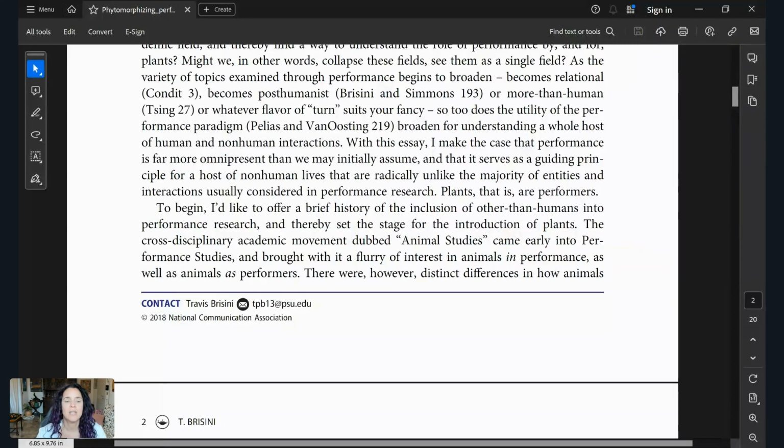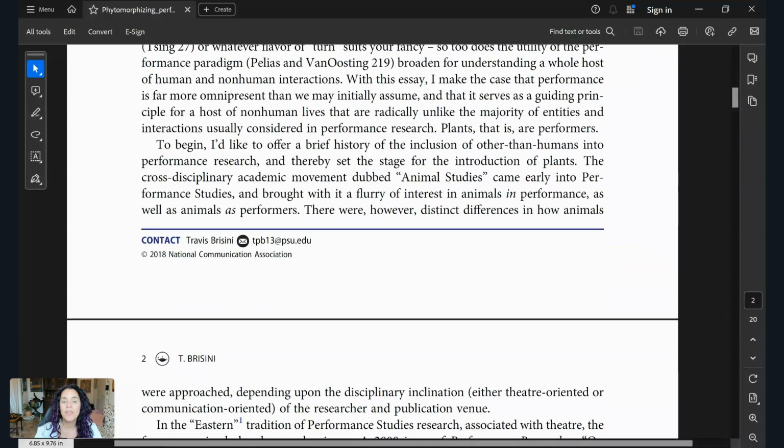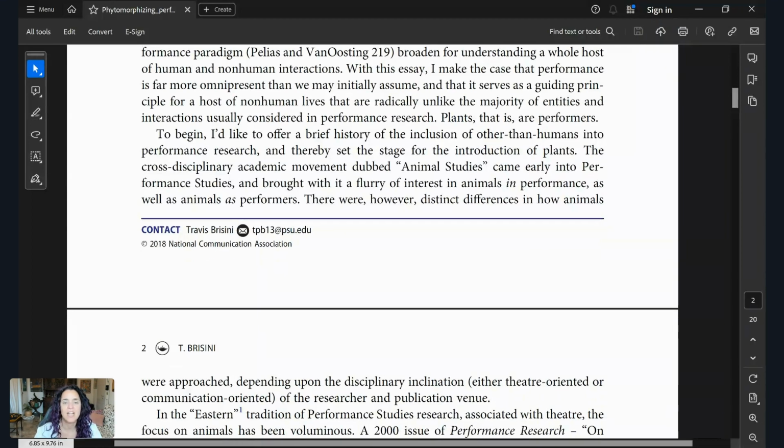So too does the utility of the performance paradigm broaden for understandings a whole host of human and non-human interactions. With this essay, I make the case that performance is far more omnipresent than we may initially assume, and that it serves as a guiding principle for a host of non-human lives that are radically, get it, radically, unlike the majority of entities and interactions usually considered in performance research. Plants, that is, are performers. You got me. You've sold me. I am sold on this concept.